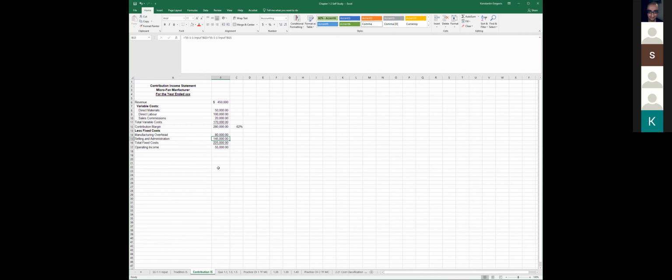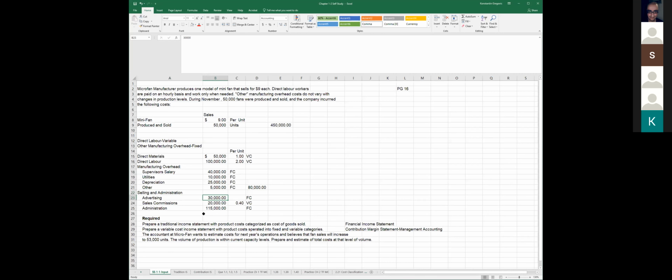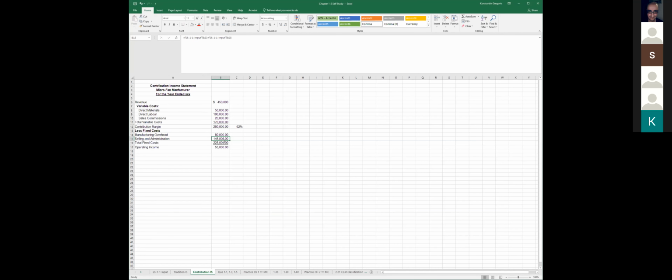Then you do your selling and admin, your fixed costs again. So advertising is a fixed cost, 30,000. Sales commission is not, that's a variable. But your admin is a fixed cost. Add those two up, it should be 145,000. Your total fixed costs, 225,000. So your operating income is 55,000.